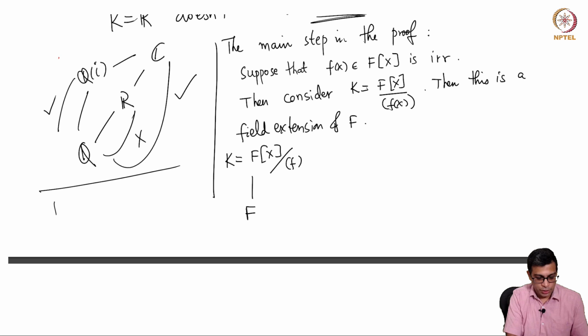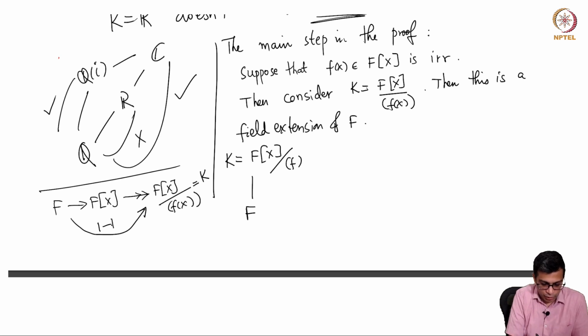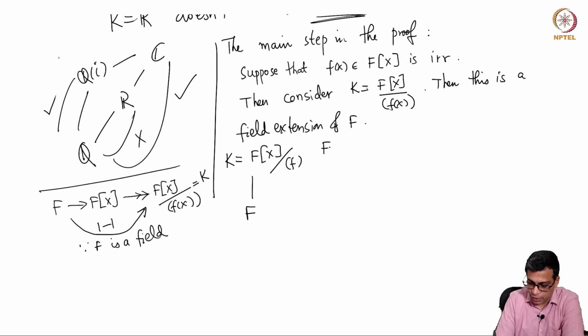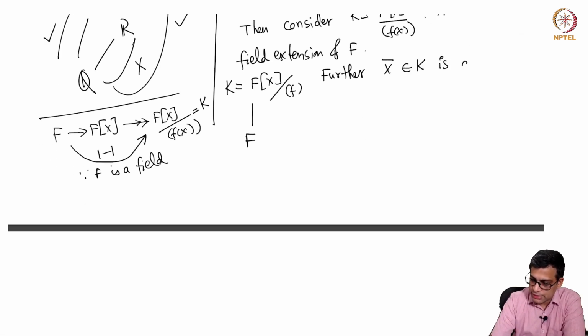This is trivial because you have F to F[x] and you have a surjective map by the standard properties of ring theory, and this I am calling K. So now this map is not injective because there are polynomials which go to 0, namely f(x) itself. But this map is 1-1 on F because F is a field. So F is a subfield of K, so this is a field extension. And further, x bar in K is a root of f(x).